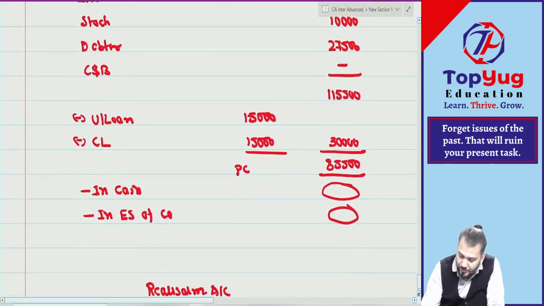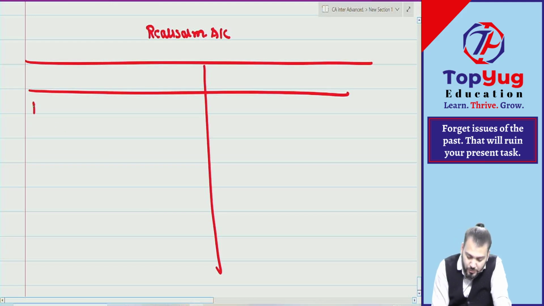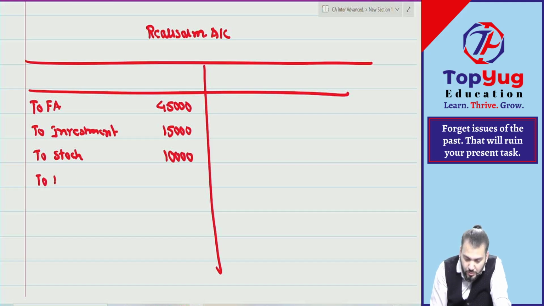Can we start? बताओ. To fixed asset, how much? 45,000. To investment, how much? 15,000. To stock, how much? 10,000. To debtor, how much? 27,500. To goodwill, how much?